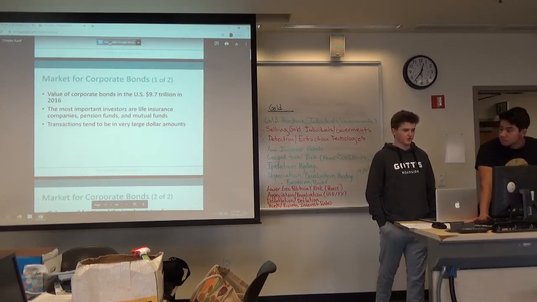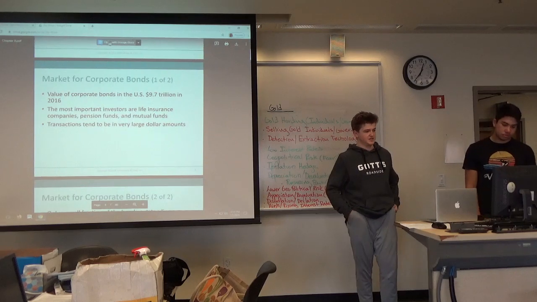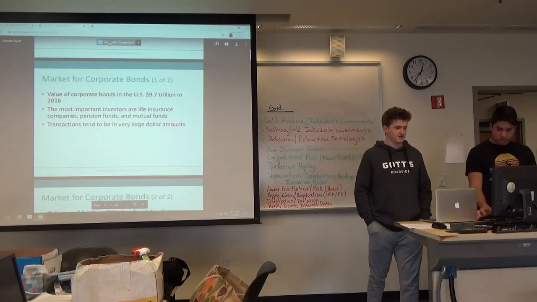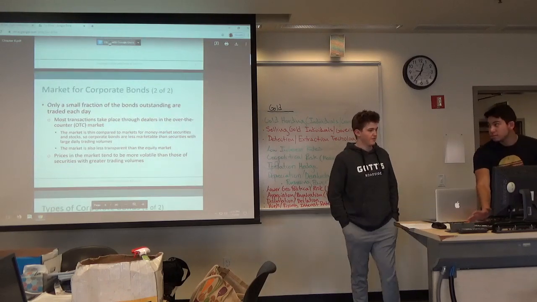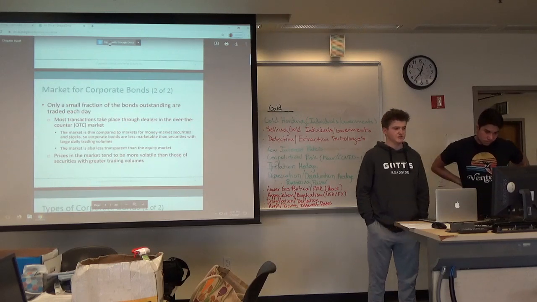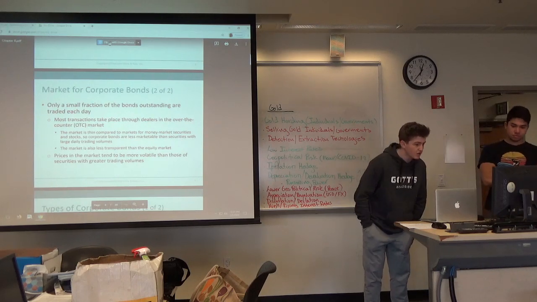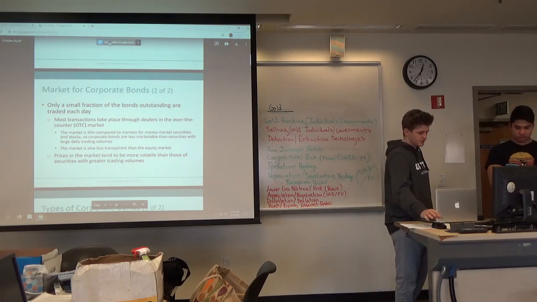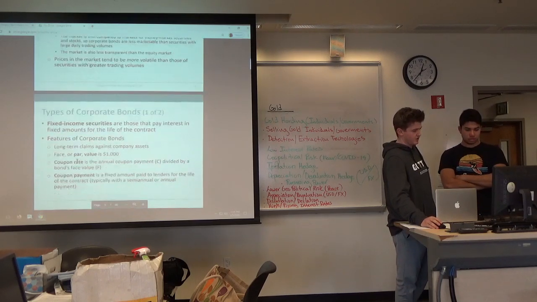So, the market for corporate bonds. The value of corporate bonds in the US was about $9.7 trillion in 2016. The most important investors are life insurance companies, pension funds, and mutual funds, and transactions tend to be in very large dollar amounts. Also, only a small fraction of the bonds outstanding are traded each day. Most of them trade through dealers in the OTC market, and the market is thin compared to markets for money market securities and stocks, so corporate bonds are less marketable than securities with large daily volumes. Prices in the market tend to be more volatile than those of securities with greater trading volumes.